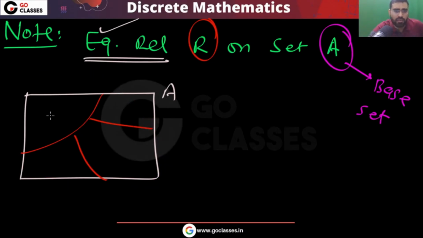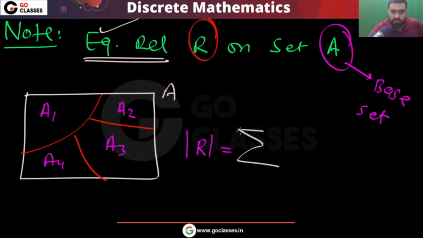Now here I am saying that, for example, this is A1, this is A2, this is A3, A4. Then in this situation, the cardinality of R will be equal to what? Just do the summation of the cardinality of Ai cross Ai.